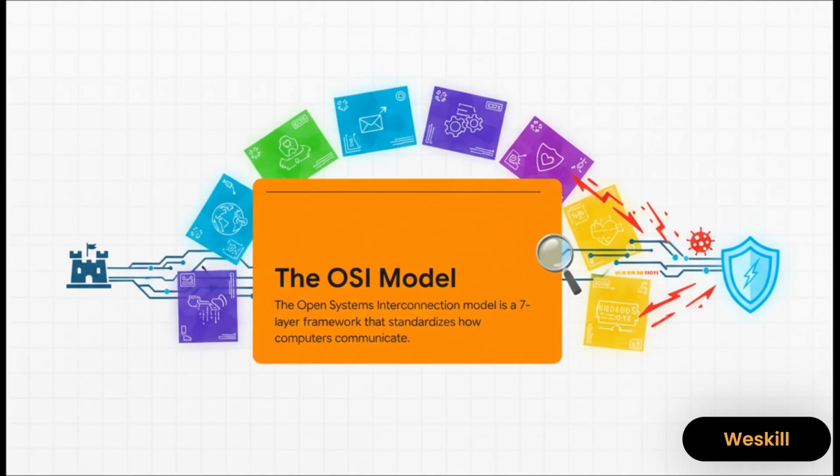The OSI model, that stands for Open Systems Interconnection Model, is essentially the official rulebook for the internet. It takes the huge, complicated job of network communication and breaks it down into 7 manageable layers. Each layer has a very specific job to do, and they all work together to make sure your data packet gets exactly where it needs to go.